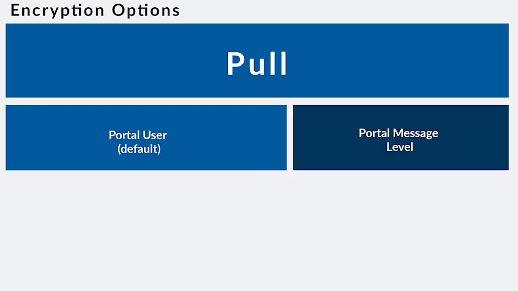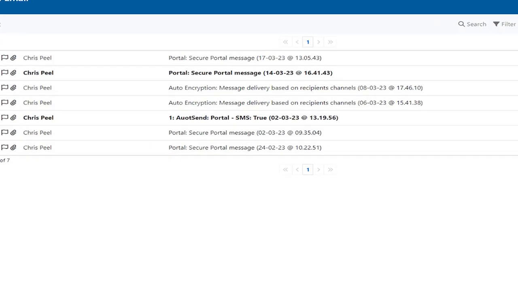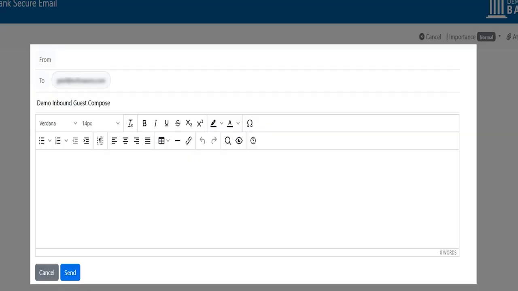So under portal user, we're authenticating the user to the portal. That means once we've authenticated the individual to the portal, they have what's considered an inbox, and in that inbox, they can reply to multiple messages and deliver it. So it's a more traditional sort of web inbox functionality.